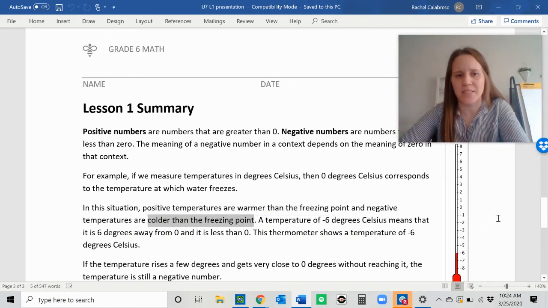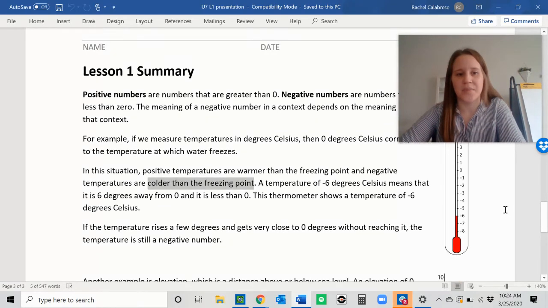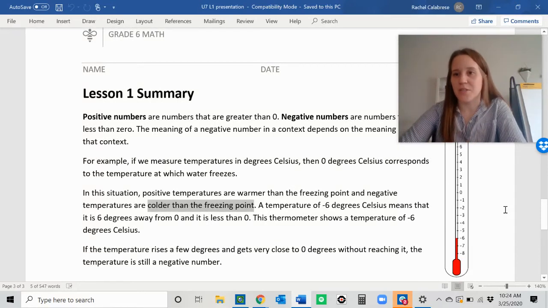Read that one more time. In this situation, positive temperatures are warmer than the freezing point, and negative temperatures are colder than the freezing point. A temperature of negative 6 degrees Celsius means that it is 6 degrees away from 0, and it is less than 0. This thermometer shows a temperature of negative 6 degrees Celsius. If the temperature rises a few degrees, so rise means go up, and gets very close to 0 degrees, you can watch my mouse here, without reaching it, the temperature is still a negative number.